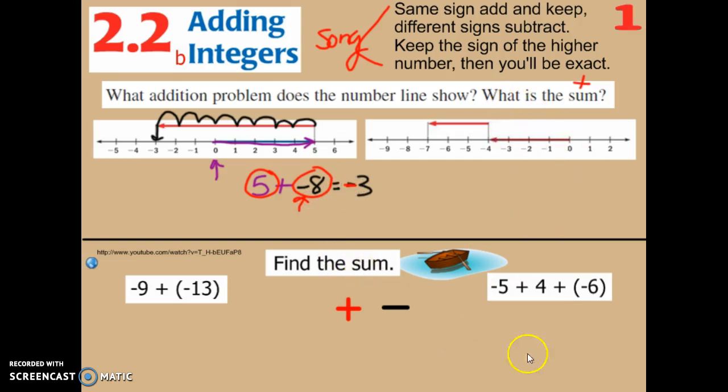Let's look at the next one. This one we're starting at 0 like we always do, and we went negative 4. So we started at negative 4, went negative 4. And we're going to combine it with some more negatives, negative 1, negative 2, negative 3 more. And we ended up right here at negative 7. Using our rules, same sign, add and keep, we are correct, we did get negative 7.